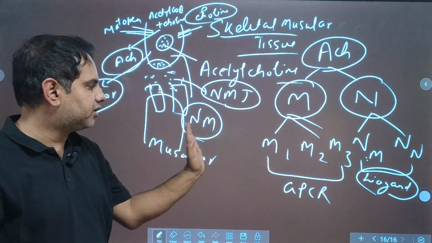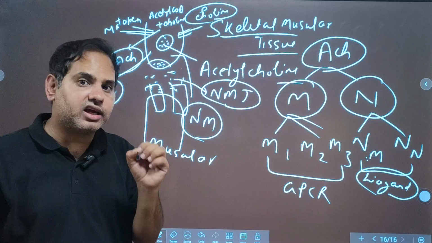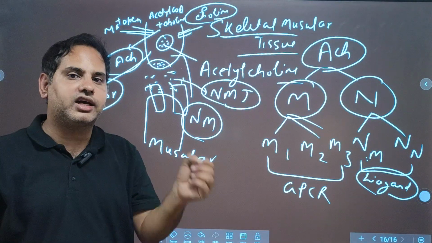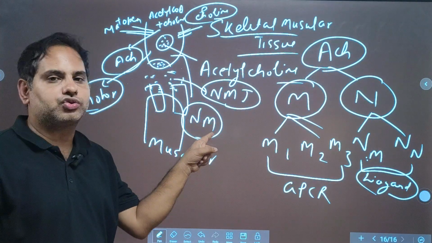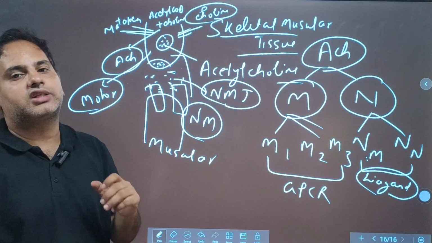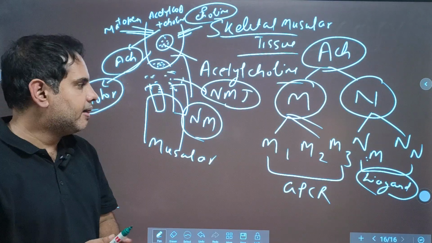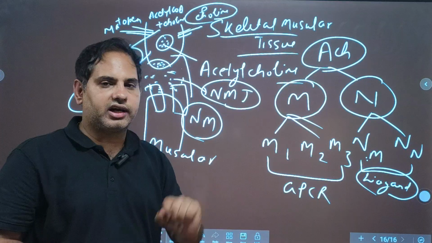मस्कुलर पार्ट पे आपके रिसेप्टर कौन से हैं? निकोटिनिक रिसेप्टर हैं. किसके रिसेप्टर हैं? एसिटाइलकोलिन के. कौन से हैं? NM. M रिप्रेजेंट मस्कुलर, nicotinic receptor which are present on muscular, right? And these receptors belong to ligand gated ion channel receptors.